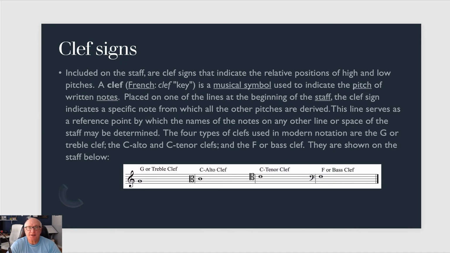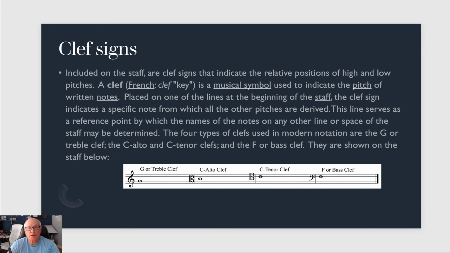Now, what's so interesting is that we have something left over from the Middle Ages, and that's clef signs. Included on the staff are clef signs that indicate the relative position of high and low pitches. A clef, and the French word for clef is key, is a musical symbol used to indicate the pitch of written notes. It's placed on one of the lines at the beginning of the staff. The clef sign indicates a specific note from which all the other pitches are derived. And we only use A, B, C, D, E, F, and G, the first 7 letters of the alphabet, to indicate those pitches. And then they repeat as we go up or down in octaves. So this line serves as a reference point from which all the names of the other notes can be determined.